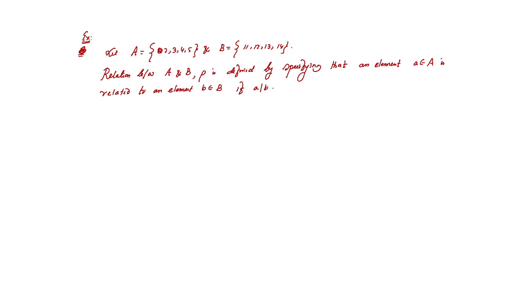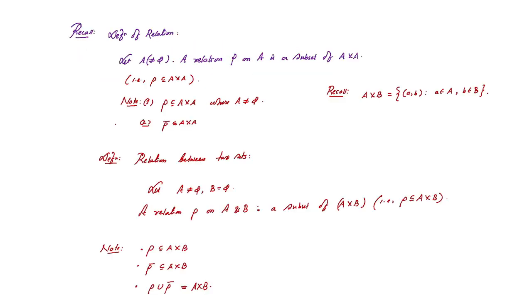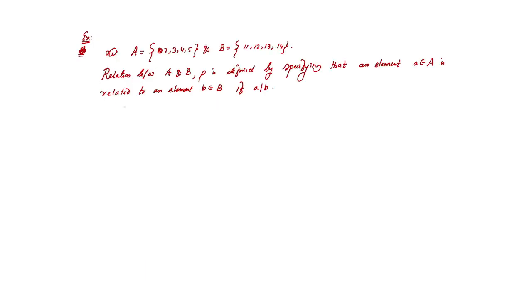Now you need to define the relation, and we'll examine how the relation is a subset of A cross B, how the not related set is also a subset of A cross B, and how the union will be A cross B. Here is the explanation corresponding to the example. What is exactly given for the set A? Here A equals 2, 3, 4, 5 and B equals 11, 12, 13, 14.